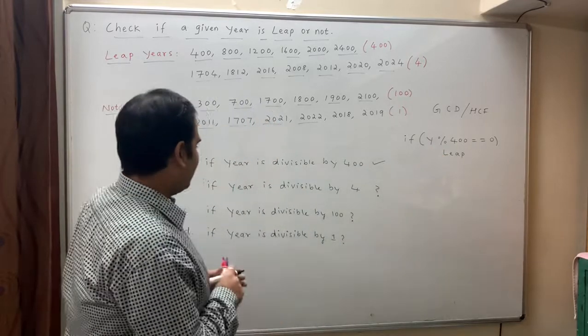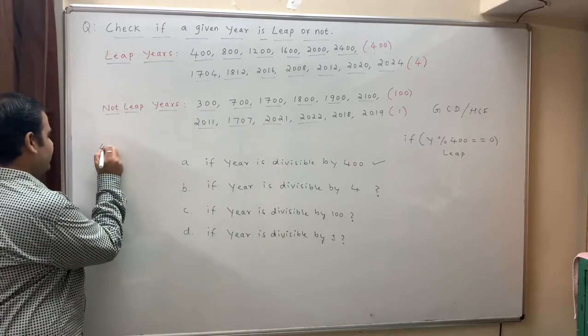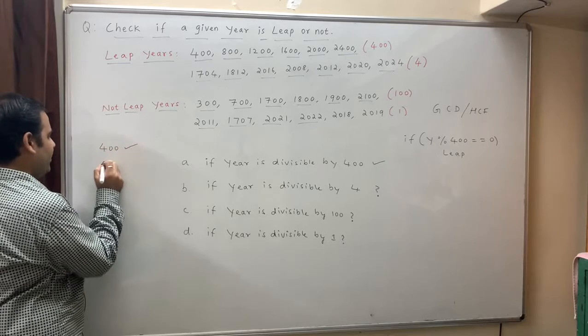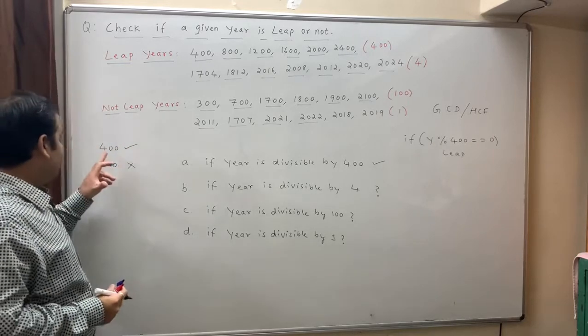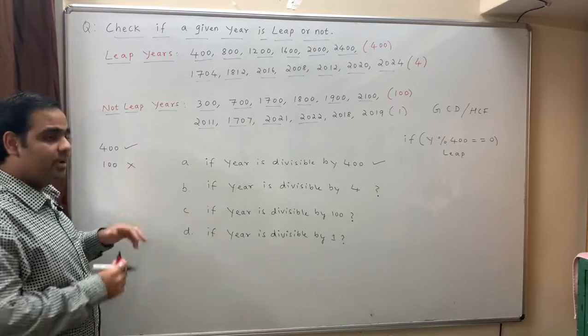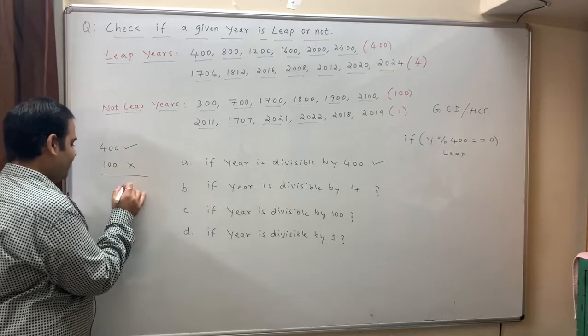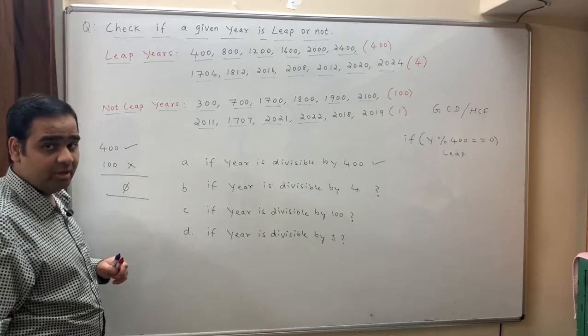Now, our question is, can you find a number which is divisible by 400 but not divisible by 100? Again I repeat, can you find a number which is divisible by 400 but not divisible by 100? No number you can find. Therefore, the answer is a null set.